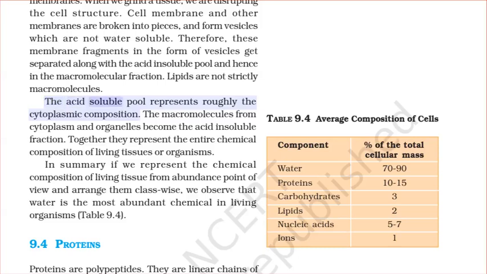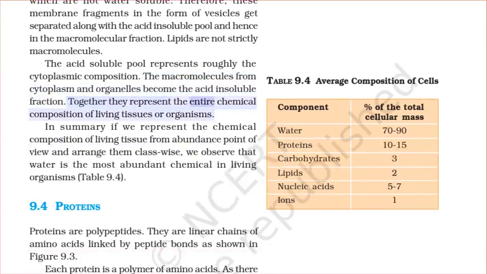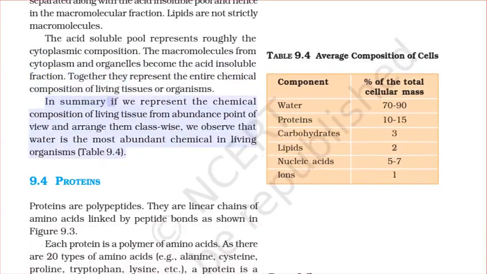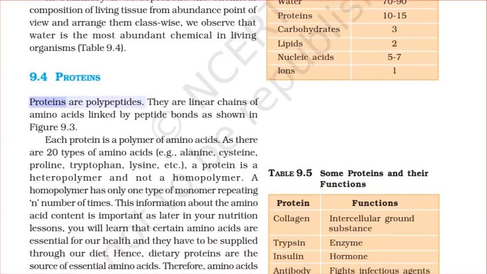The acid-soluble pool represents roughly the cytoplasmic composition. The macromolecules from cytoplasm and organelles become the acid-insoluble fraction. Together, they represent the entire chemical composition of living tissues or organisms. In summary, if we represent the chemical composition of living tissue from an abundance point of view and arrange them class-wise, we observe that water is the most abundant chemical in living organisms. Table 9.4. 9.4 Proteins. Proteins are polypeptides.